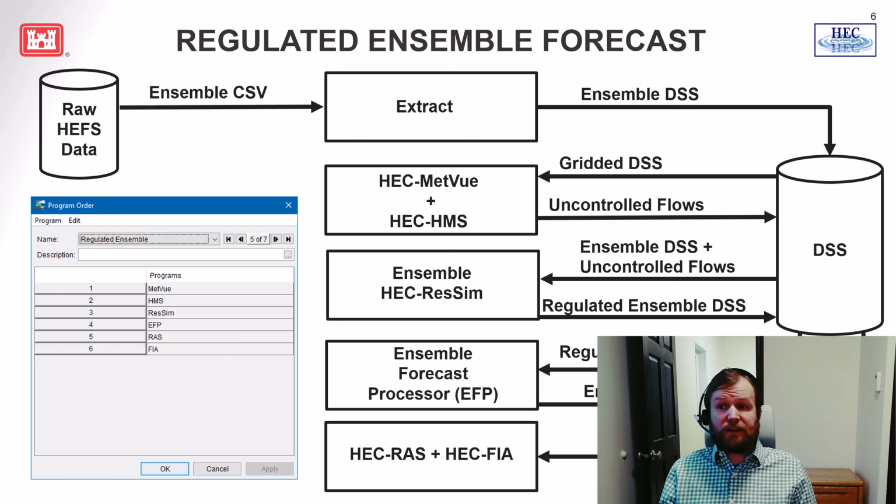Another option would be a regulated ensemble forecast. This starts the same way as the summarized ensemble forecast. First, HEFS ensemble time series are extracted into the forecast into the DSS format. Gridded precip data is used as input to METView and HMS, which generates uncontrolled flows in the watershed. The difference here, though, from the previous example, is that an Ensemble HEC-ResSim alternative is incorporated. This uses ensemble flows and uncontrolled flows as input and computes the regulated ensemble outflows. These regulated ensemble outflows are then used as input to the Ensemble Forecast Processor, and an ensemble summary is then used as input to HEC-RAS and HEC-FIA.